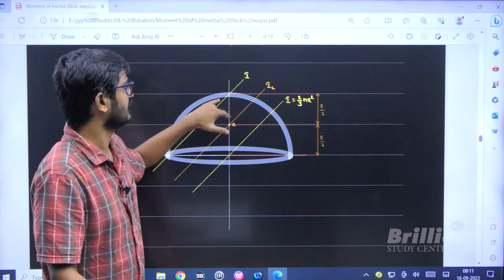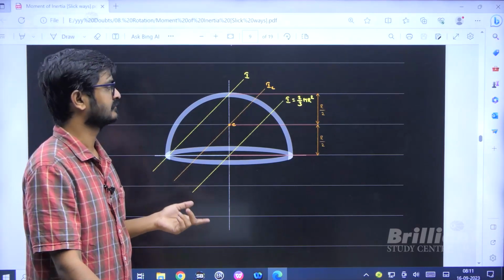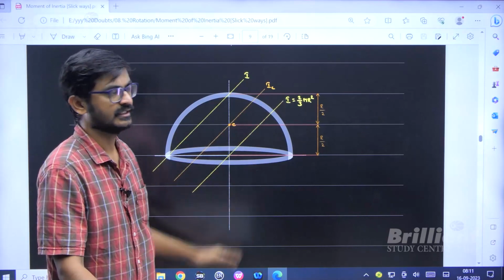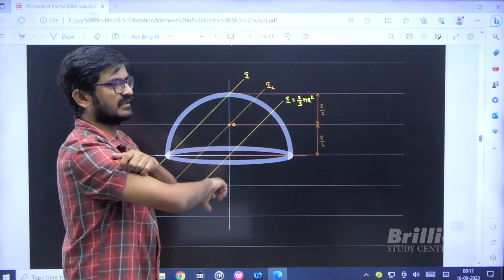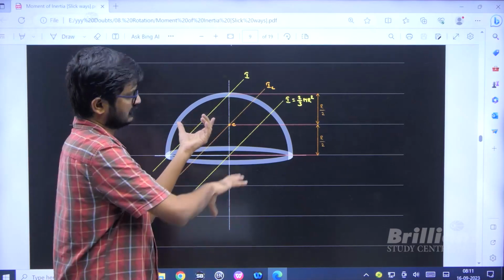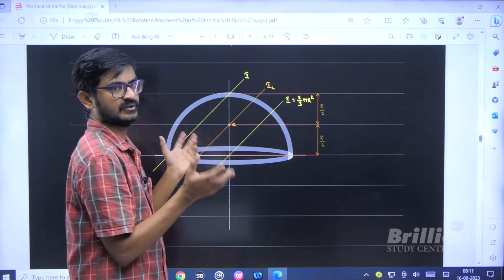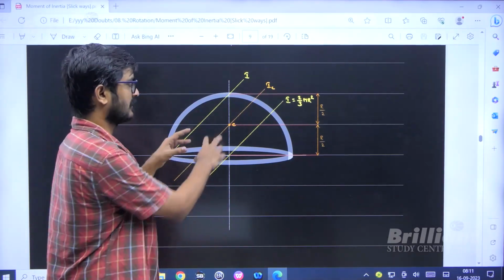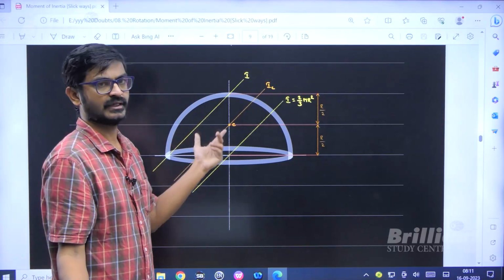We understood that the moment of inertia about this yellow axis and this yellow axis will be the same by the parallel axis theorem, and finding the moment of inertia about this axis is going to be easy. That you can manage. That is 2 by 3 mr squared. If you want, you can bring one more hemispherical shell, then it will become a full shell. The full shell's moment of inertia will be 2 by 3 times, then the mass is going to be 2m, 2 by 3 times 2m into r squared.